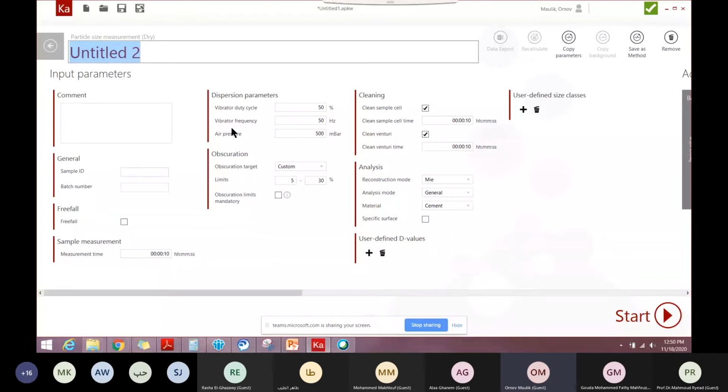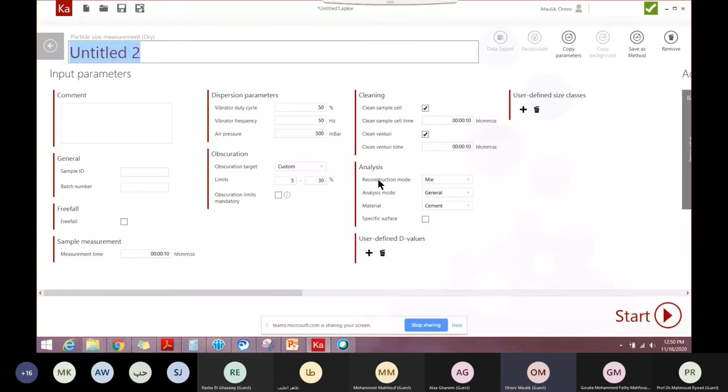In this case, the de-agglomeration is basically done by the air pressure you are using. You can vary this air pressure in order to see its effect on the particle sizing, because most of the time when you increase the air pressure, the particle size will reduce, and you need to find an optimum air pressure at which you are sure that whatever particles you have are de-agglomerated in nature.